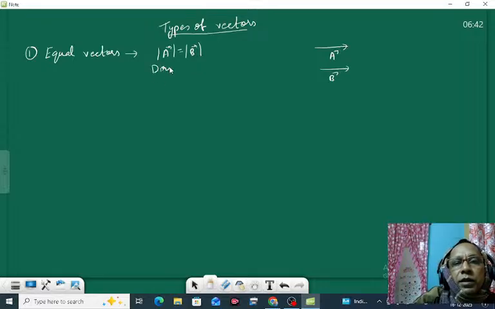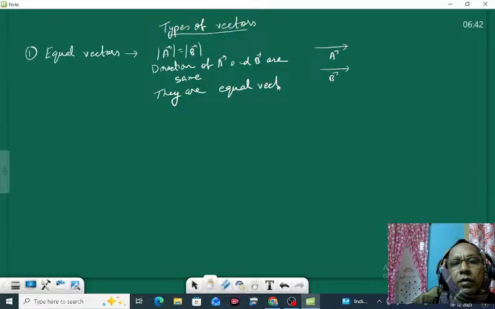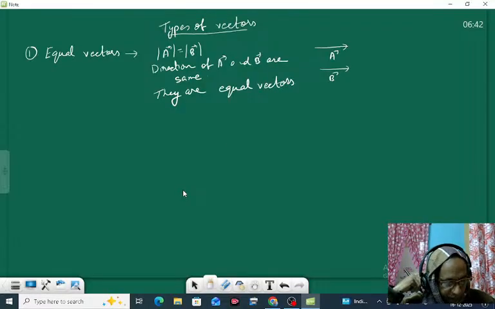The magnitude and direction should both be shown. If the direction of vector A and vector B are the same, then they are known as equal vectors. This is known as equal vectors.